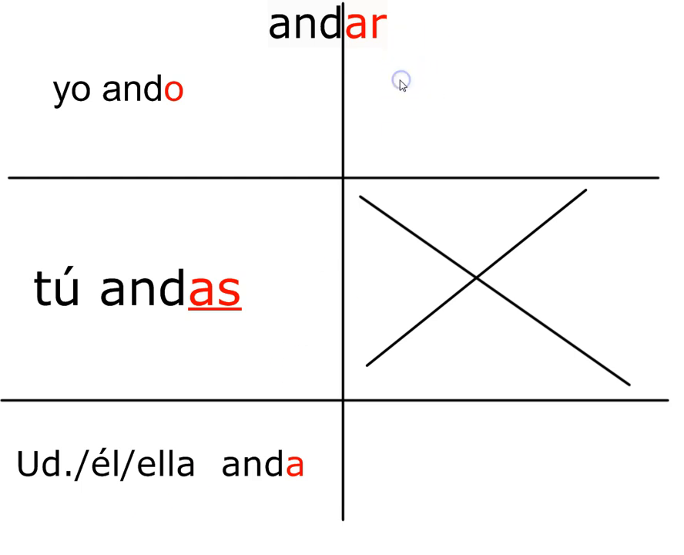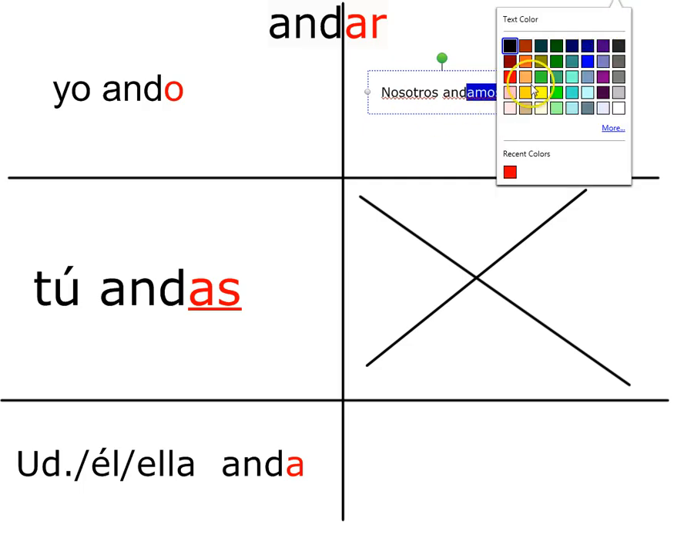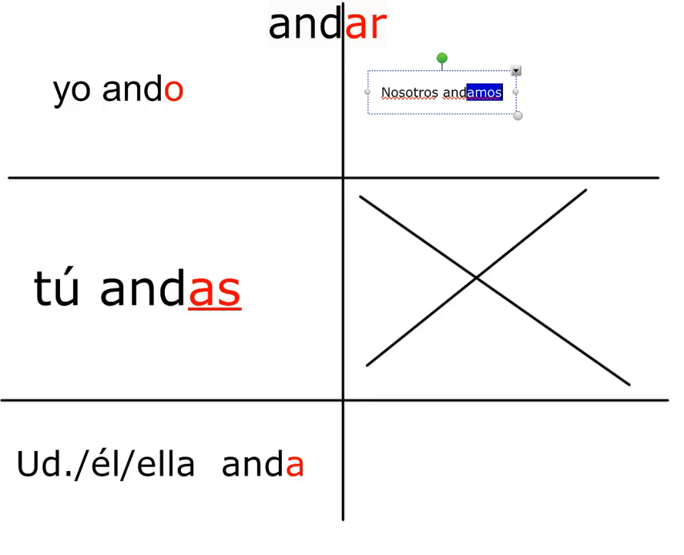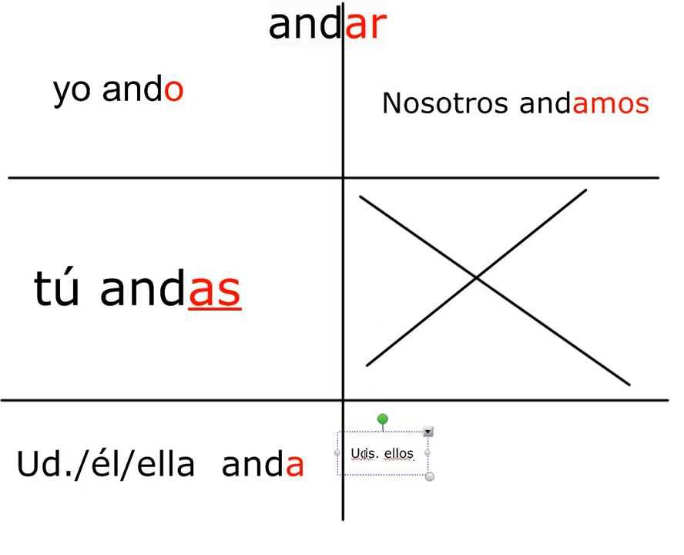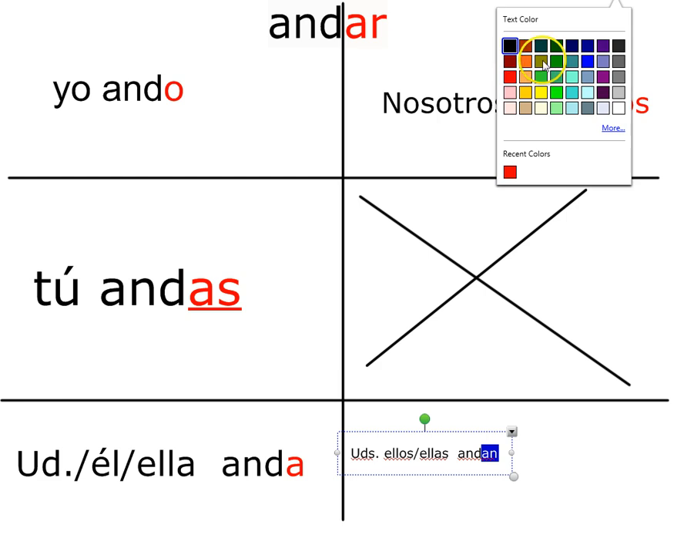The longest ending is always the nosotros form, which goes up here in the top right. The ending is AMOS for AR verbs. Let's highlight that in red. Good. And then we have the last box here, and that is the ustedes, ellos, and ellas forms. They are the y'all or the they forms, and they end in AN for AR verbs.